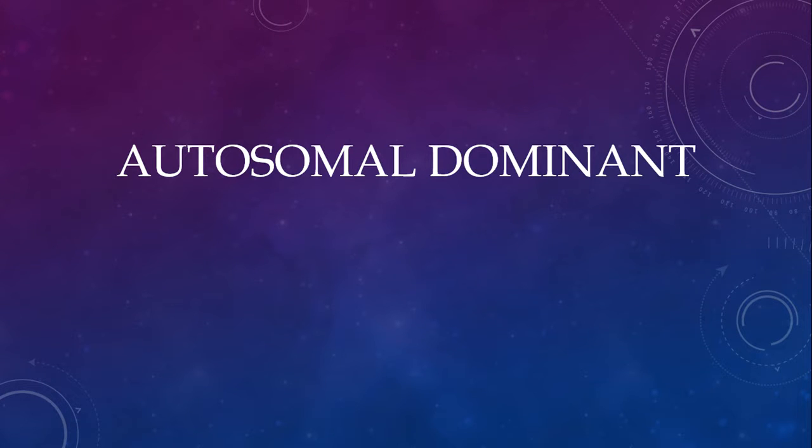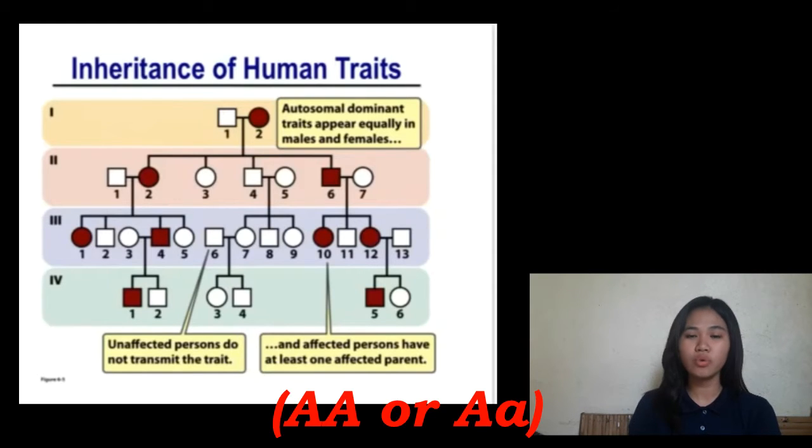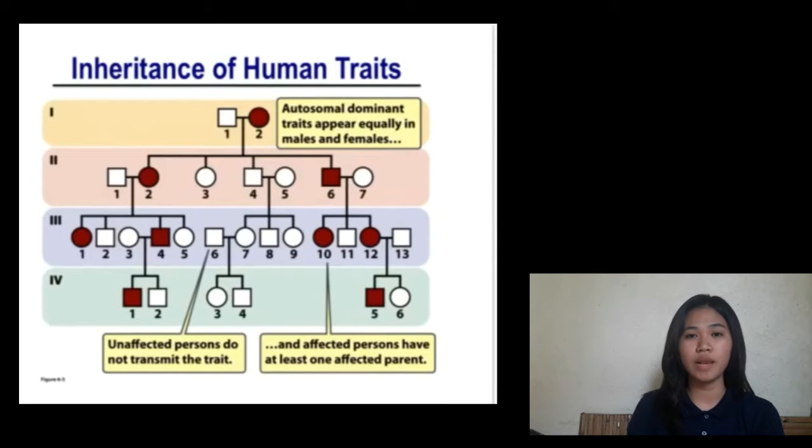So the second pattern that we'll discuss is autosomal dominant. We have 2 guidelines. Just like in autosomal recessive, the trait in this pattern is located on non-sex chromosomes, or autosomes. Meaning to say, both females and males are equally affected and may transmit the trait. Second, only homozygous dominant and heterozygous individuals may exhibit the trait. And as a result, the trait does not skip generations.